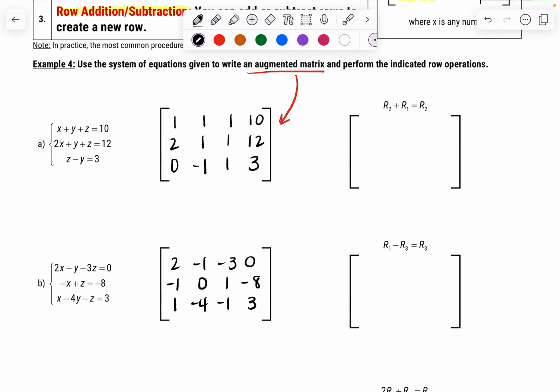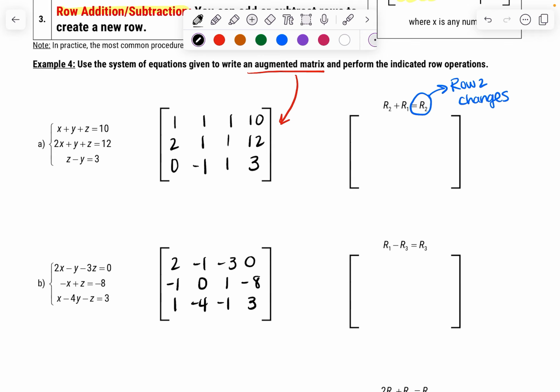So let's kind of talk notation. Whenever you decide what you're going to do for these row operations, you always have to write what it is. The first thing I want to point out is usually when it's equal to a single row, that is going to be the row that ends up changing. So row 2 is going to change for this particular row operation.